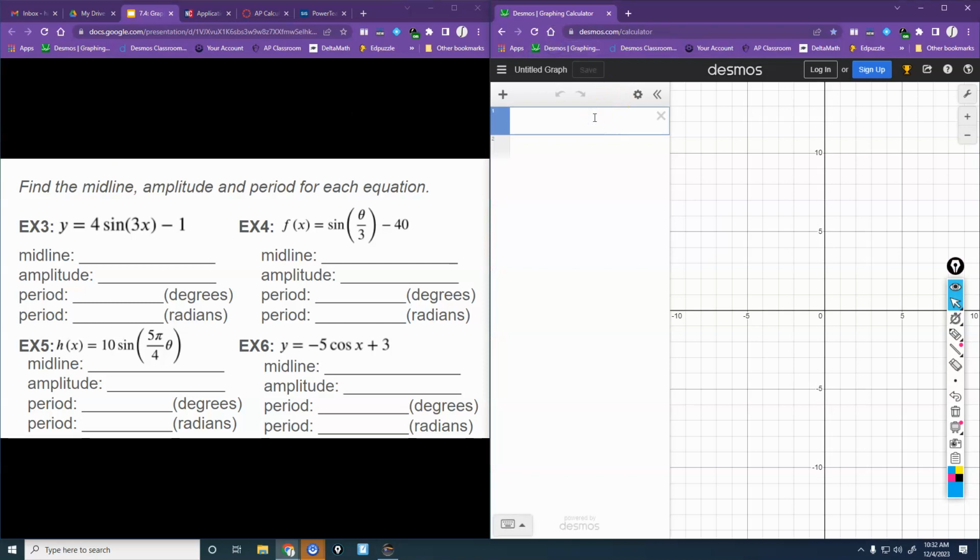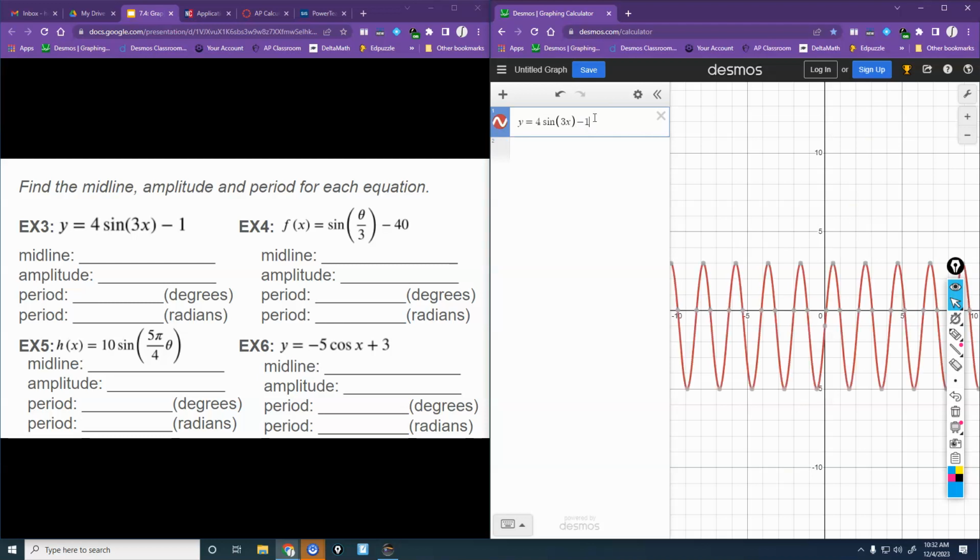Okay, so if I type in, and you guys type this in on your computers as well. Go ahead and get out your computers. I want you guys to see it. Okay, if you don't have it out, get those out. y equals 4 sine of 3x minus 1.